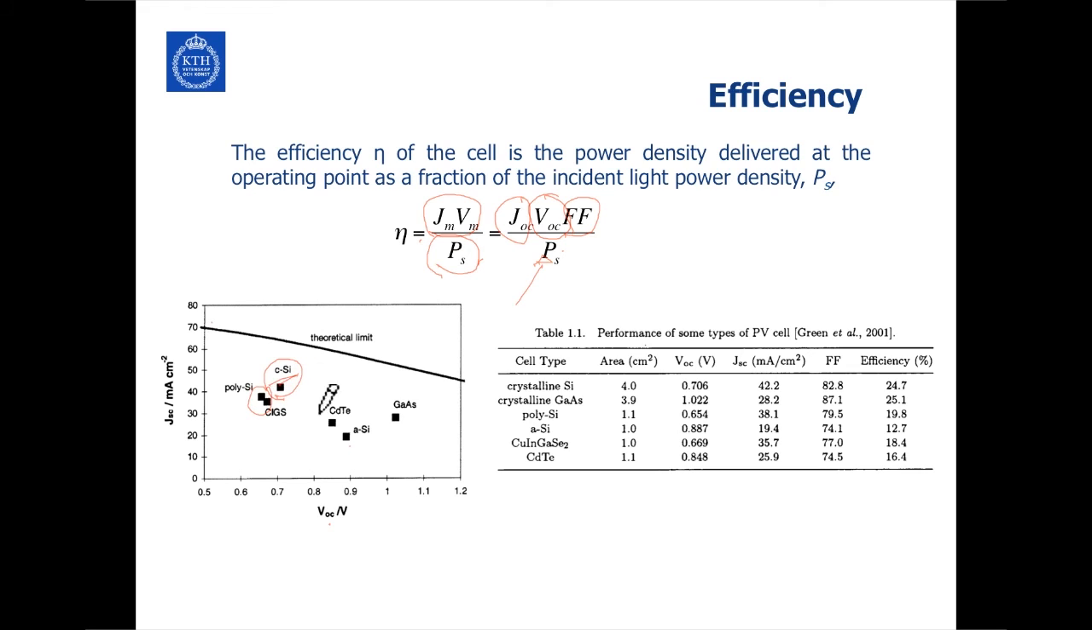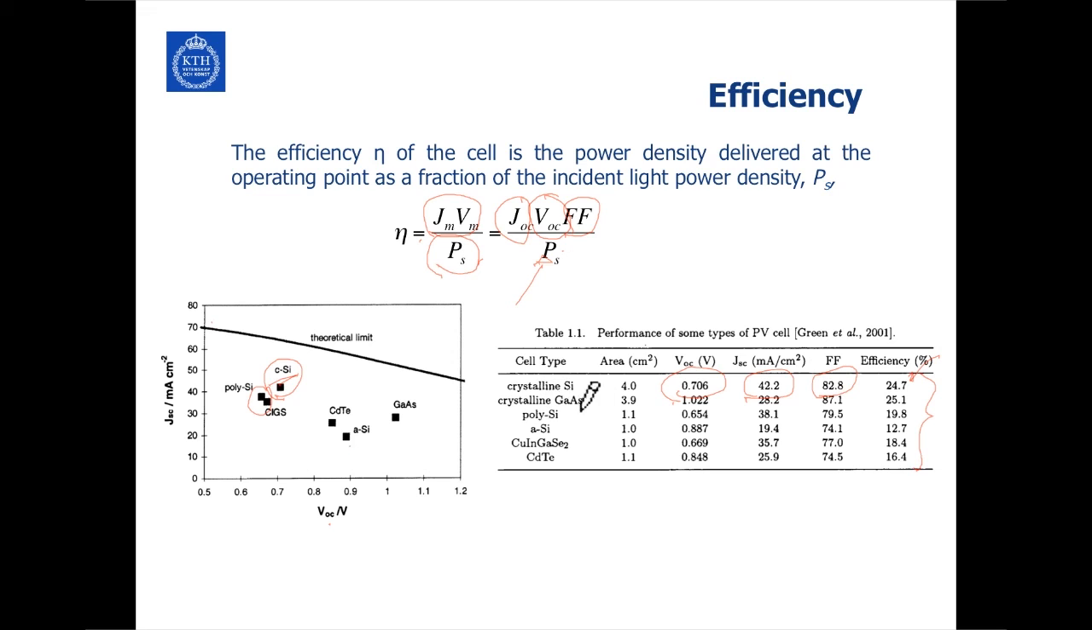These are the practical values which people have obtained in a cell. This is not for a module now. These are the cell efficiencies in laboratory conditions. On a real cell, you get efficiencies anywhere between 15 to 25%. For crystalline silicon on a real cell, the open circuit voltage is about 0.706 V and the current density is about 42 milliamps per centimeter square, and this is the fill factor. Knowing all these things, you get an efficiency of 24%. This is on a typical cell level.